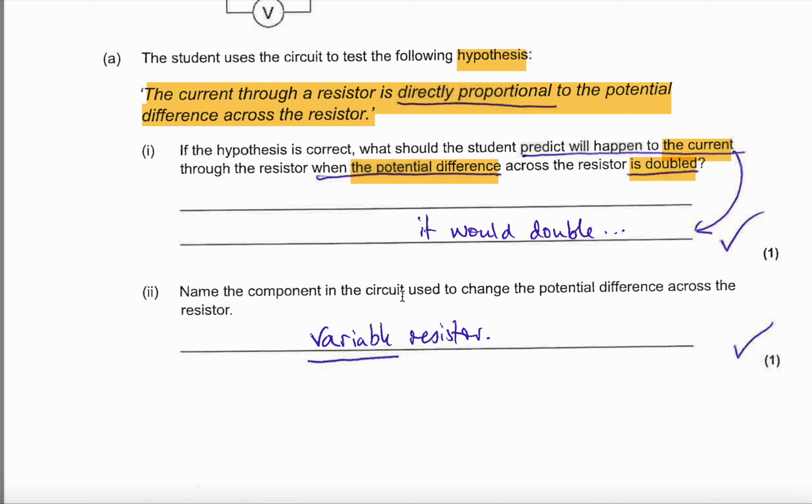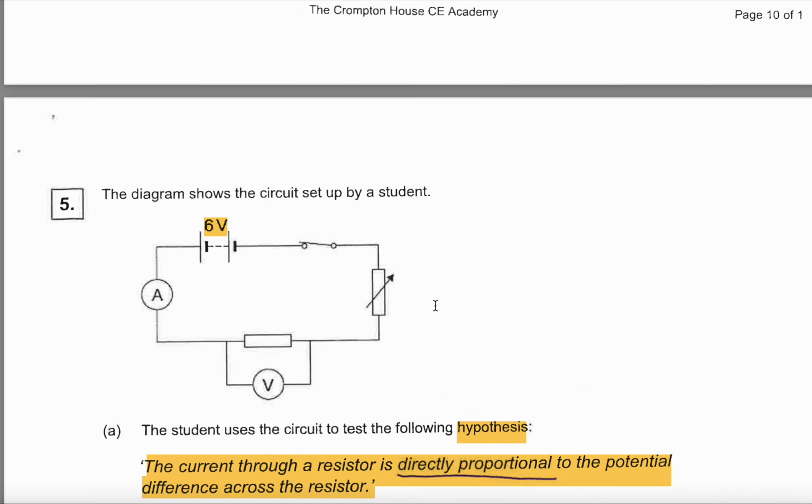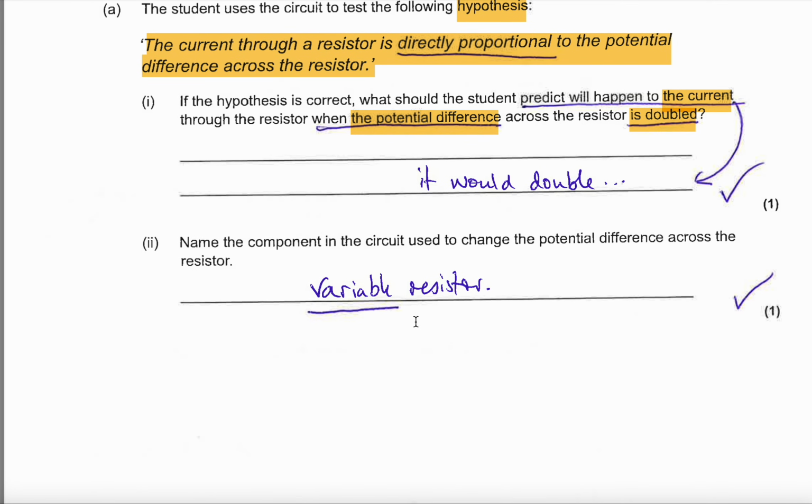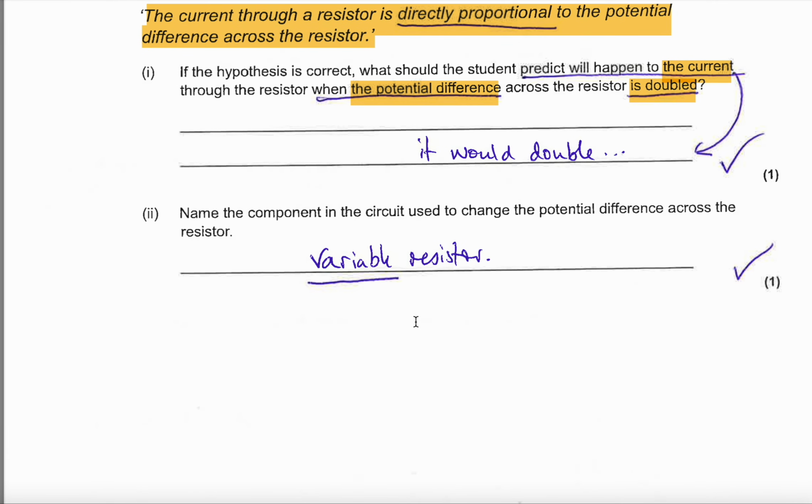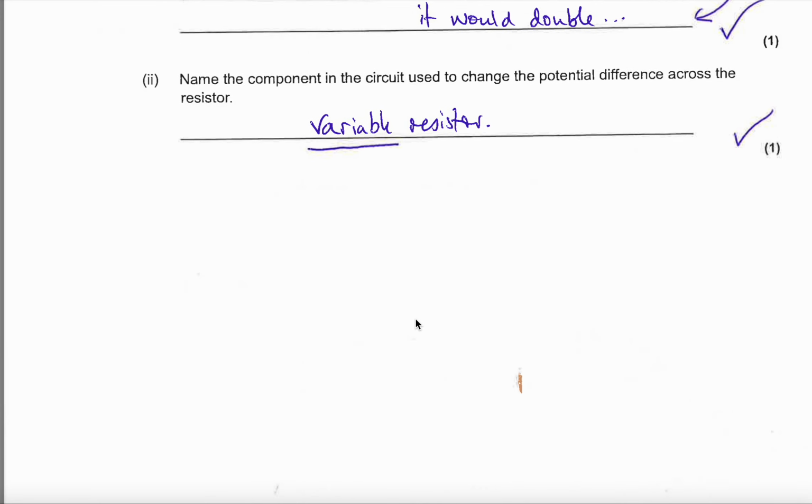Name the component in the circuit used to change the potential difference. So the component in the circuit to change the potential difference across the resistor you're investigating is what I said, it's this component, and they want you to say, this is how you change the voltage here. So that's called a variable resistor. It's a question you had before when you were doing the filament lamp.